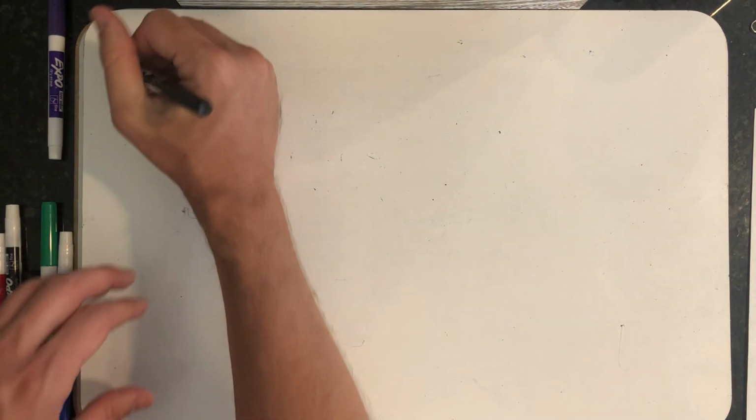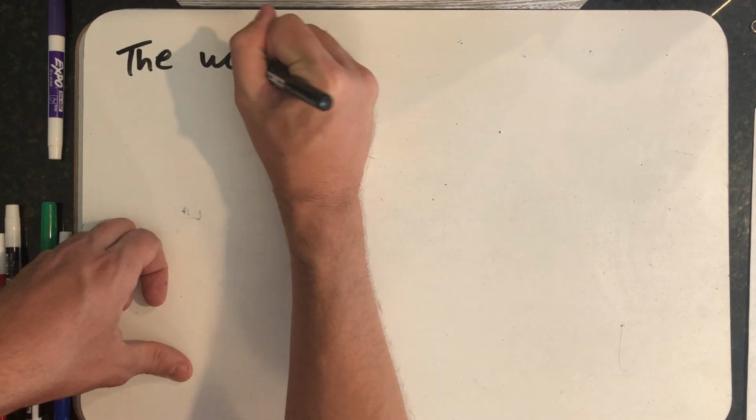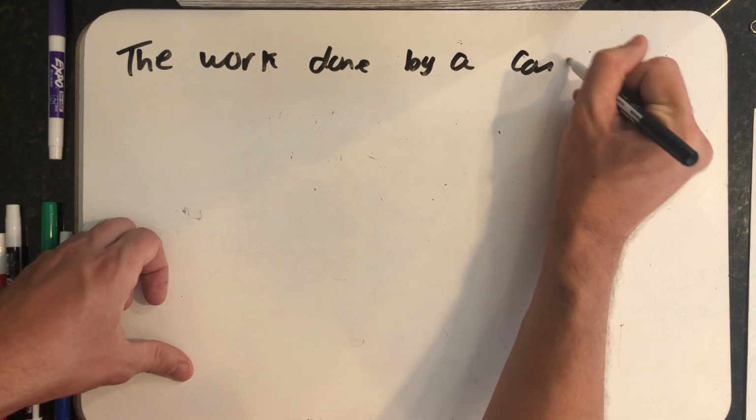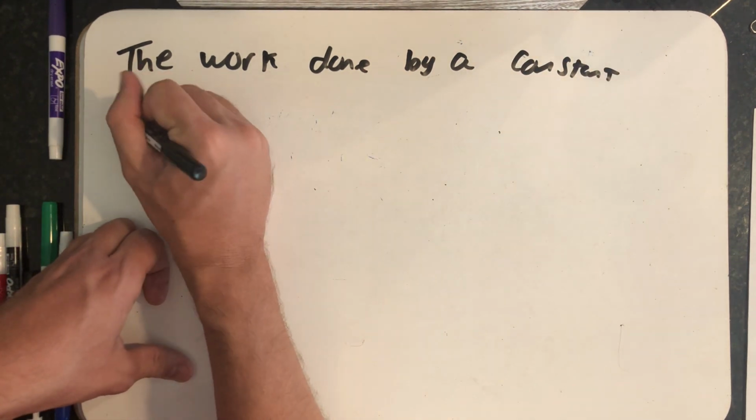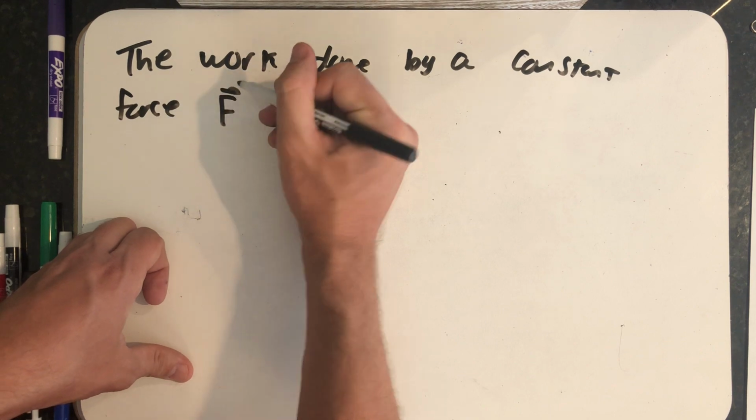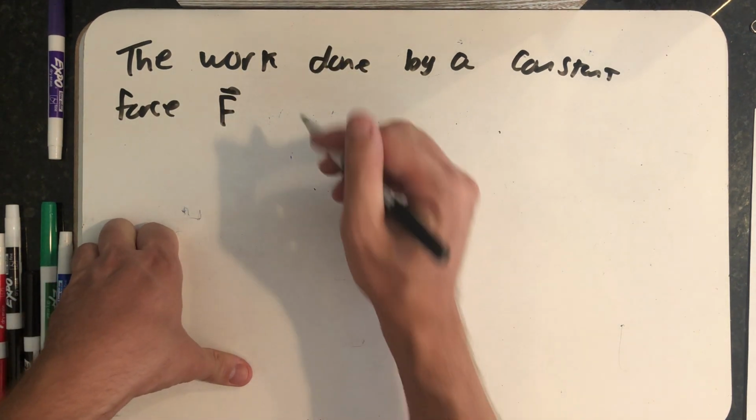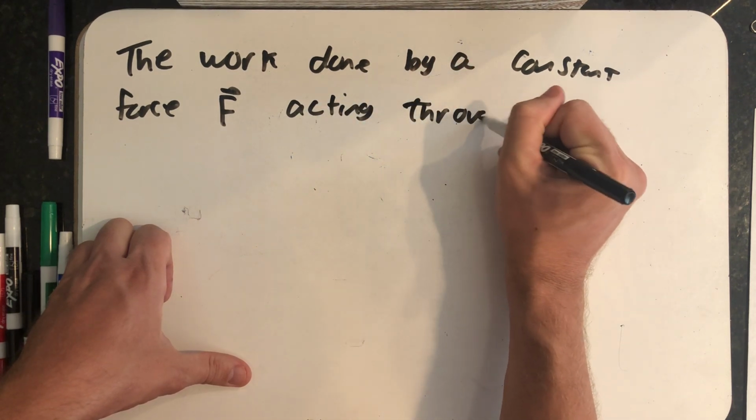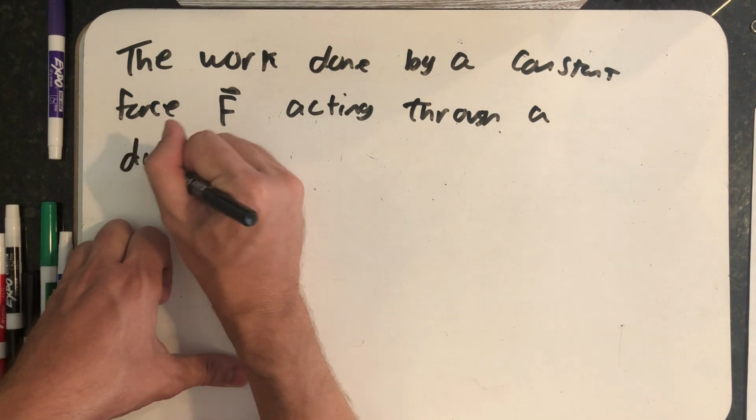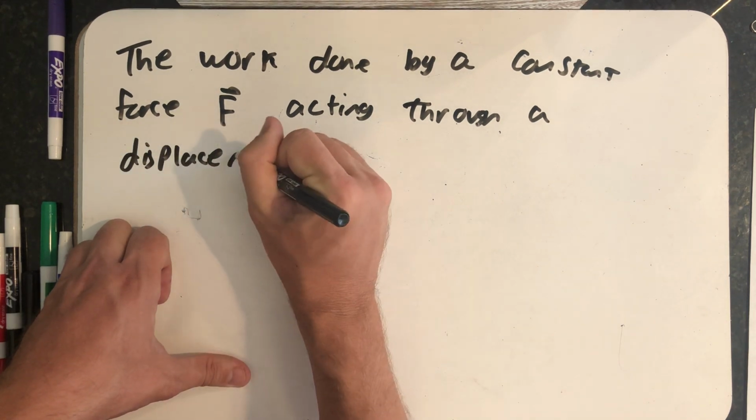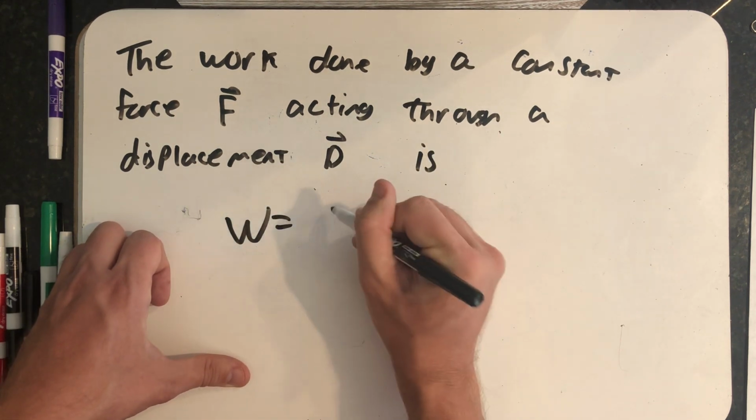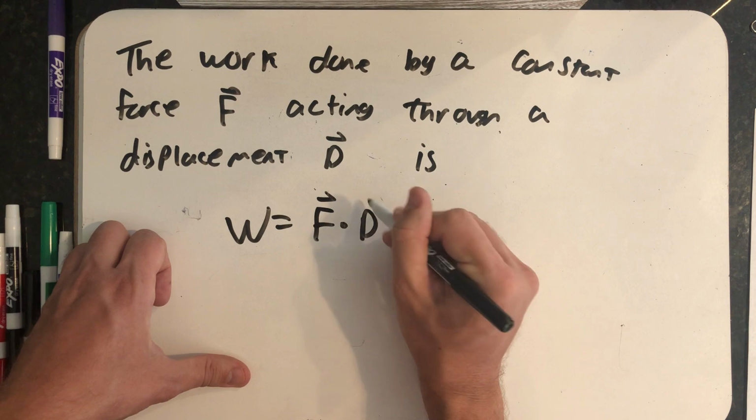So here we go. The work done by a constant force, F, acting through a displacement, D, is the work is force dot displacement.